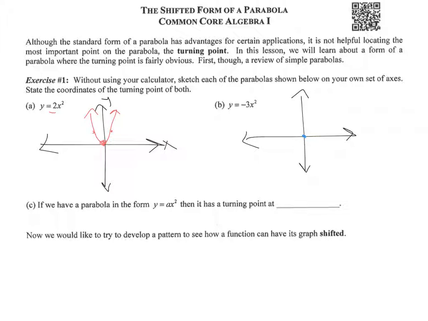It's still going to have the y-intercept at 0, 0. But the next point is going to be 1, negative 3, and negative 1, negative 3. So it's a sad parabola. So if we have a parabola in the form of y equals ax squared, then it has a turning point at 0, 0, because that's our y-intercept and our x-intercept. So now we would like to try to develop a pattern to see how a function can have its graph shifted.